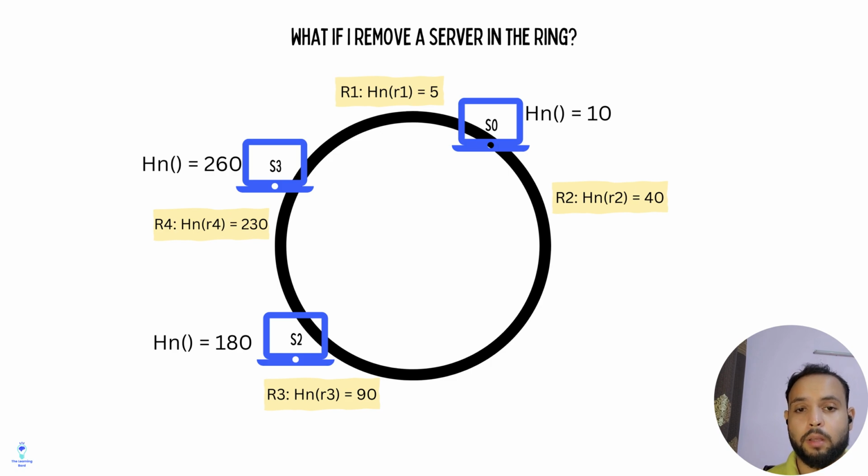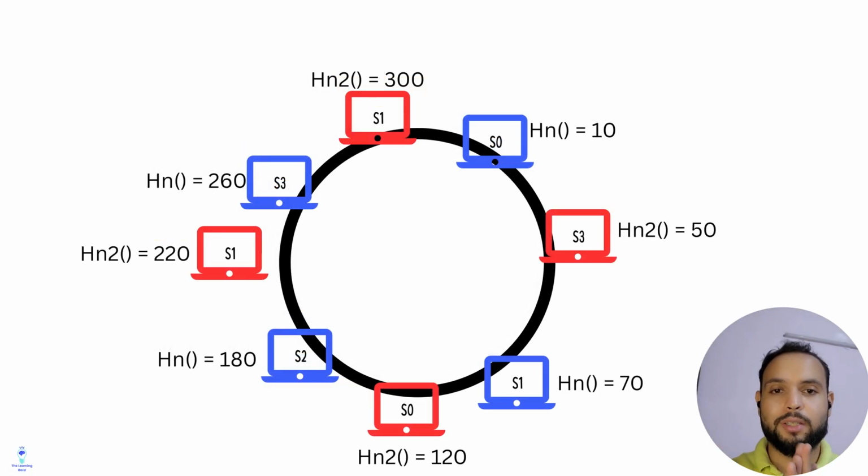What would happen? Pretty simple, right? That server number 2 would fail, right? Because it cannot handle that kind of load. Okay, so what's the solution here? Well, the solution is multiple hash functions, right?